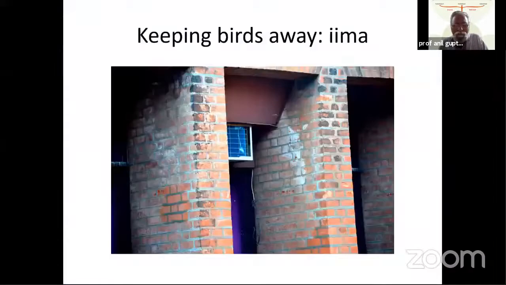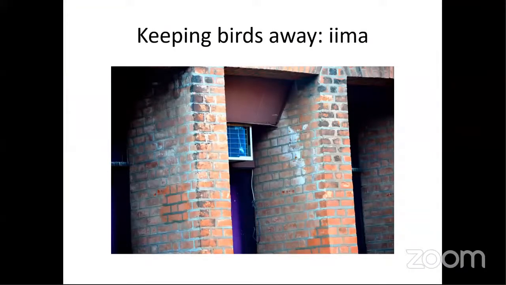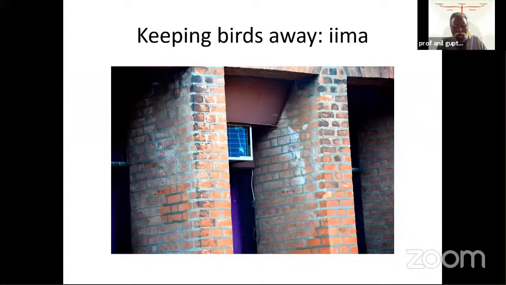What does my institute do? Look at this. So first they put the spikes to prevent the birds from coming. Then they put a sheet because the birds got used to the spikes on the air conditioner. Then they put the sheet. Now we are trying to keep the birds away. They are trying to attract the birds. Two different ways of looking at life and nature. You choose the one that you want. Choice is ours. But at least we have two different ways of thinking.